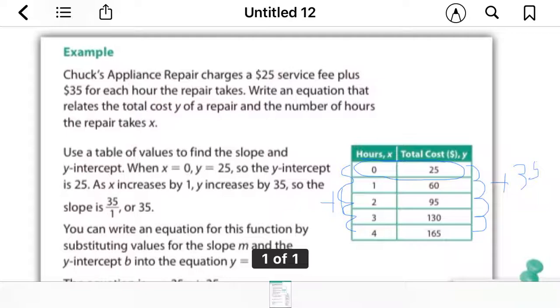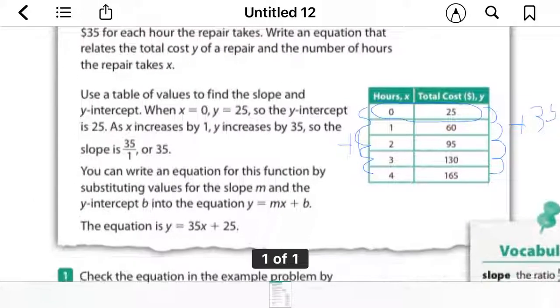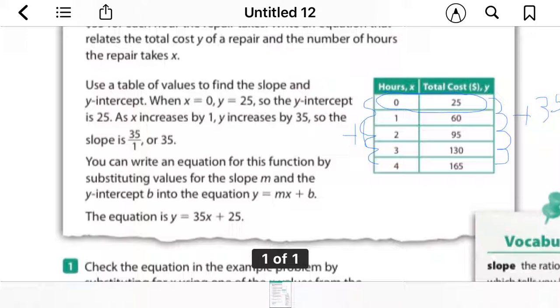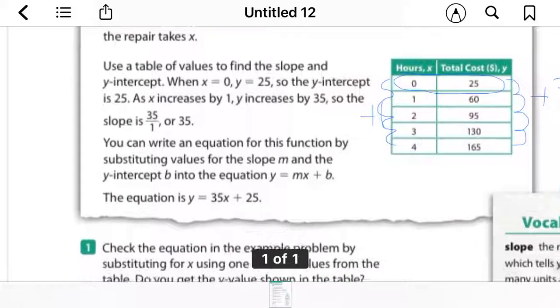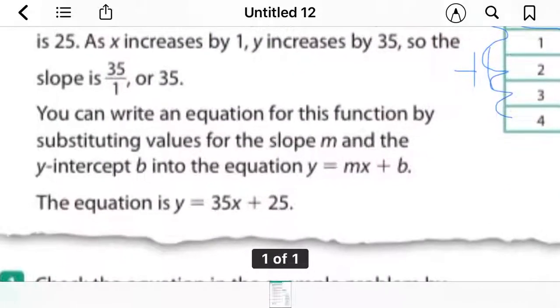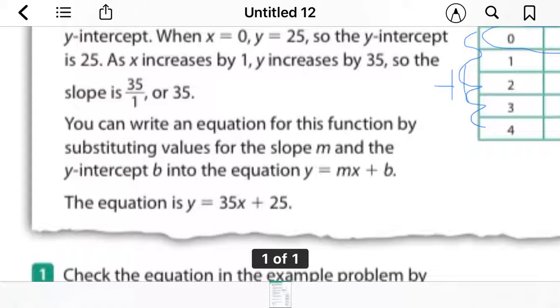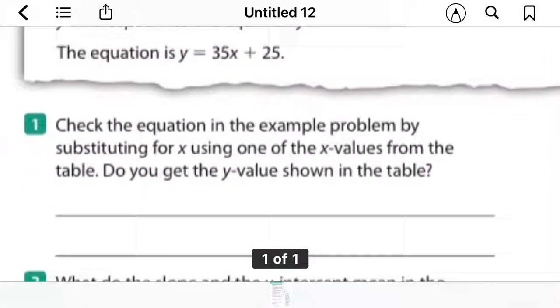So when x is 0, y is 25. So the y-intercept is 25. And as x increases by 1, y increases by 35. So the slope is 35 over 1, which is 35. You can write an equation for this function by substituting the values for the slope m and the y-intercept b into the equation y equals mx plus b. When you do that, you get y equals 35x plus 25.